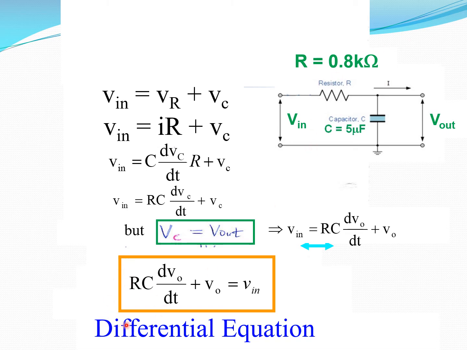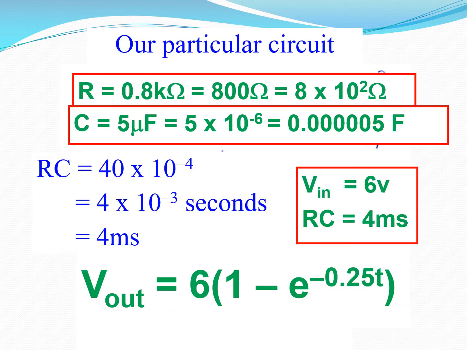Now this is a general expression of the differential equation. It hasn't actually taken into account yet that R is the 8 kilo ohms and C is the 5 microfarads. So for our particular circuit then, we have R equals 0.8 kilo ohms, which is 800 ohms. And in engineering or scientific notation, that's written as 8 by 10 squared ohms. C is 5 microfarads, 5 by 10 to the minus 6, so 0.000005 farads.